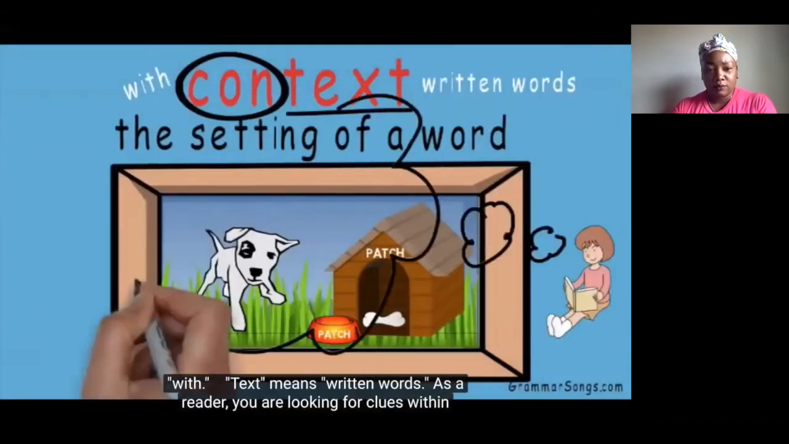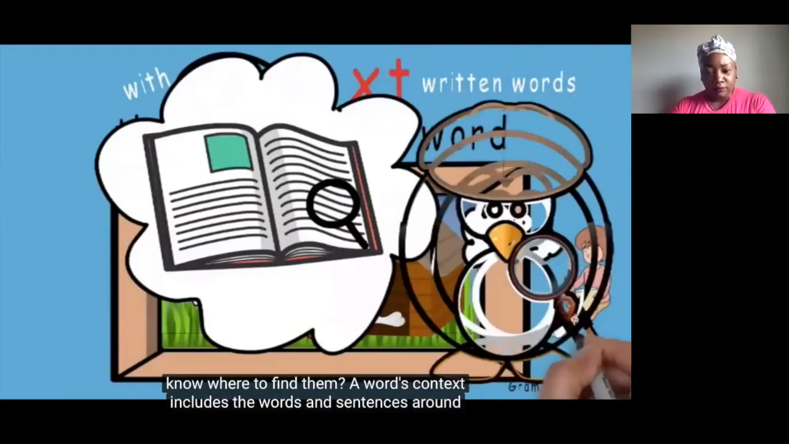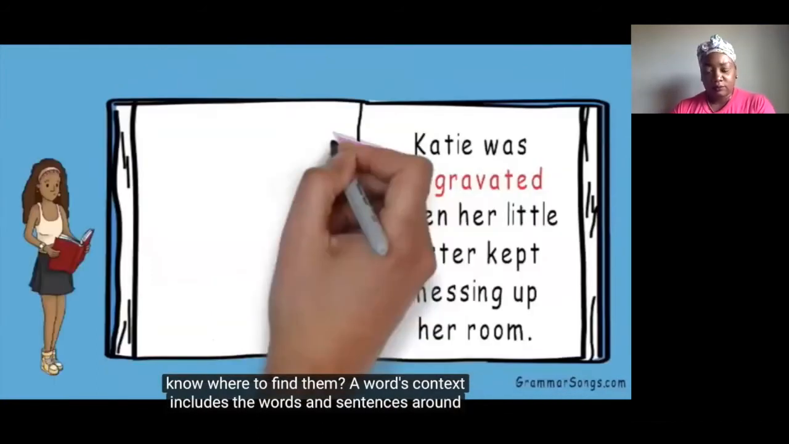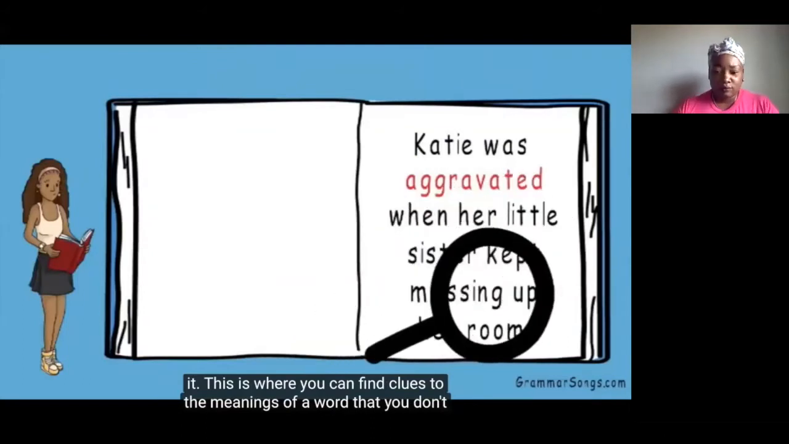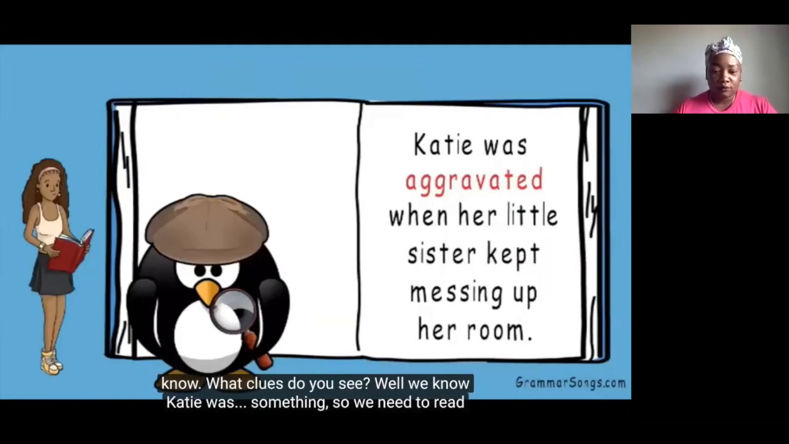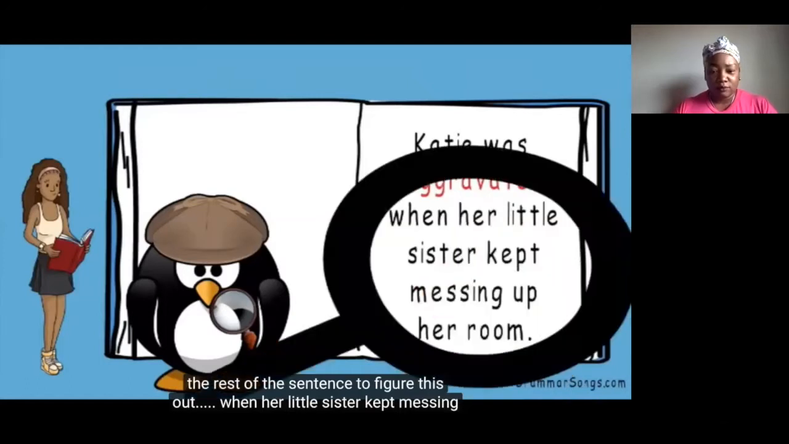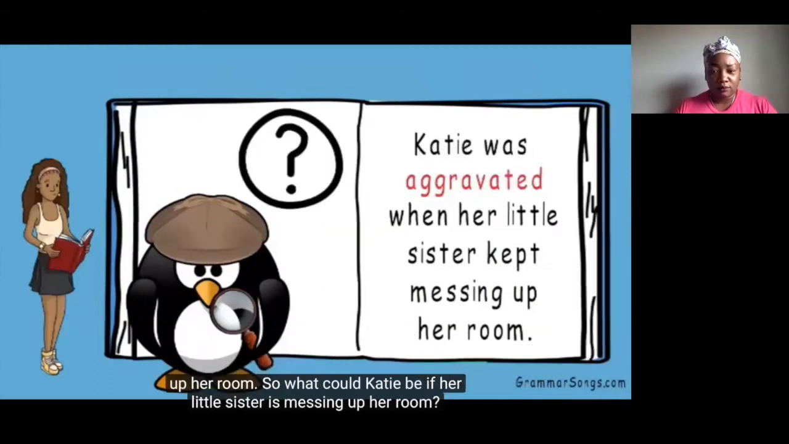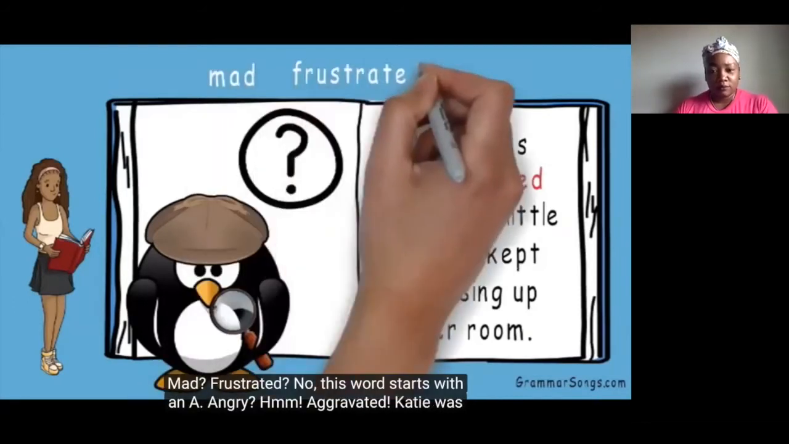Using words, as a reader, you are looking for clues within the written words to help you understand unfamiliar words or phrases. How will I know where to find them? A word's context includes the words and sentences around it. This is where you can find clues to the meanings of a word that you don't know. What clues do you see? Well, we know Katie was something, so we need to read the rest of the sentence to figure this out. When her little sister kept messing up her room. So what could Katie be if her little sister is messing up her room?